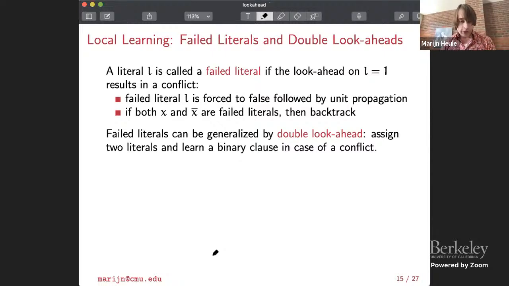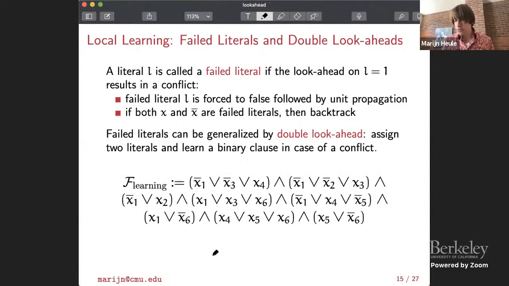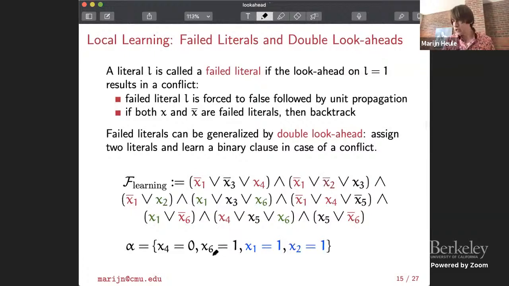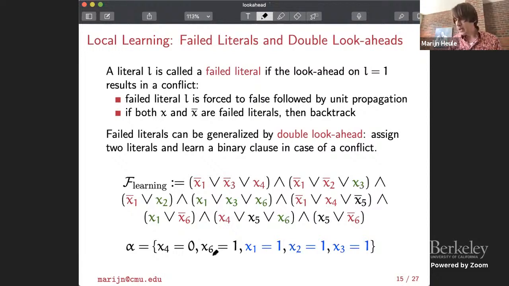This notion of failed literal can also be generalized to the so-called double look ahead. In double look ahead, we pick two variables and two truth values, and then do unit propagation and see whether they result in a conflict. For example, in our learning formula, we assign x4 to false, x6 to true. And then by unit propagation, x1 has to be true, x2 has to be true, x3 has to be true, and then we have our falsified clause. And this means that we can learn the clause x4 or not x6.